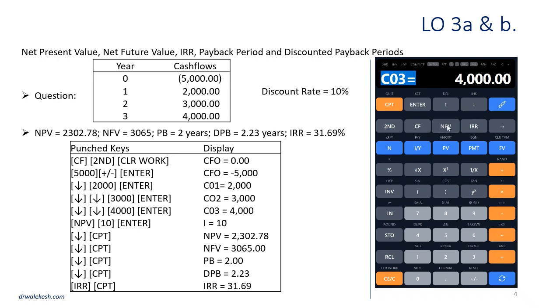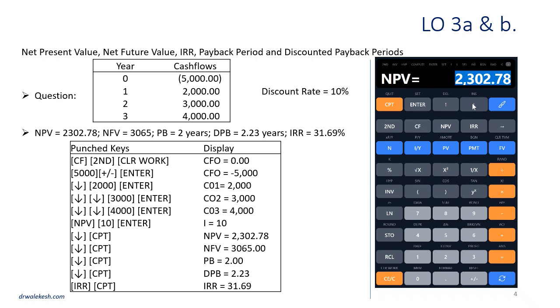The next step is to press NPV. The discount rate, the interest rate, is 10%. So I'll press 10. That's 1, 0. Then enter. The next step is now to press arrow down. So I have NPV, but nothing is here yet. So I need to compute it. So I'll press compute. I have my answer for NPV.